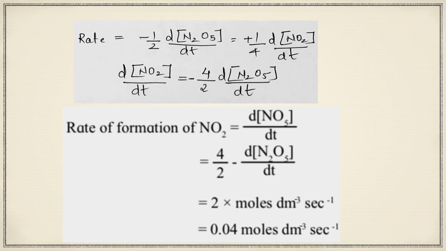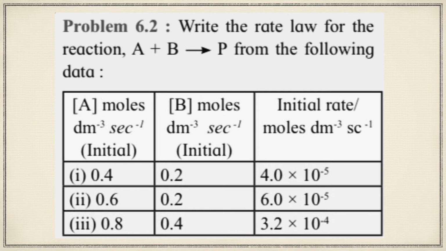Okay. Second problem: write the rate law for the reaction A plus B going to P from the following data. The initial concentration of A is given, the initial concentration of B is given, and the initial rate is given. So by using these values we will be able to find out the rate law.